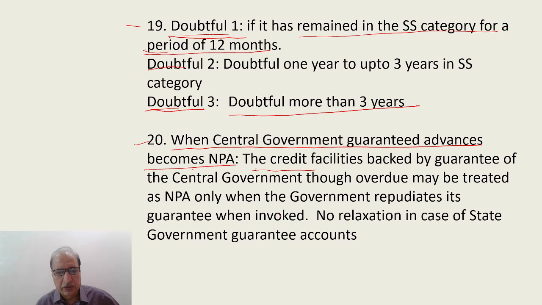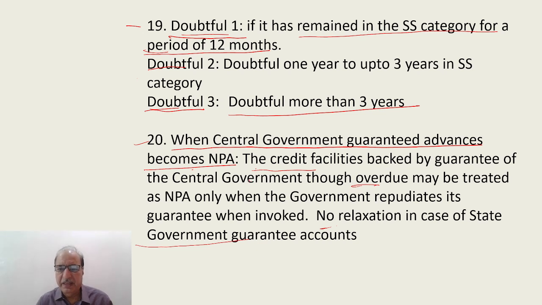Okay, but no relaxation in case of state government guarantee accounts will be given. So when do central guarantee advances become NPA? As a general rule, they will become NPA only when the central government withdraws the guarantee or repudiates it when invoked, then that account will become NPA.